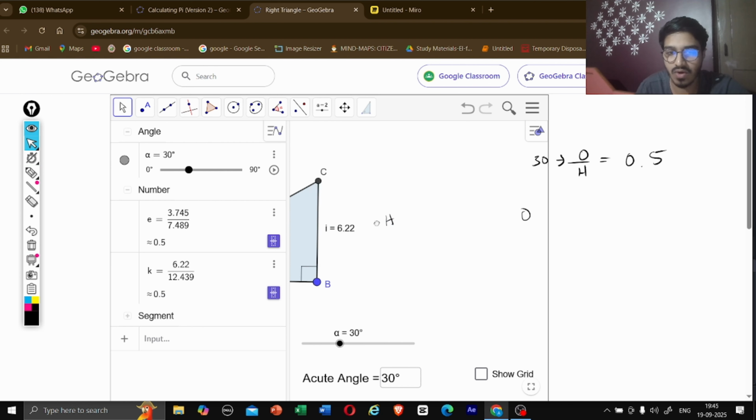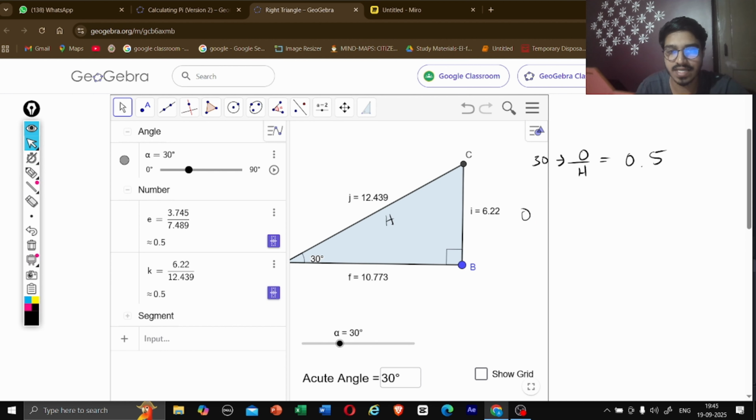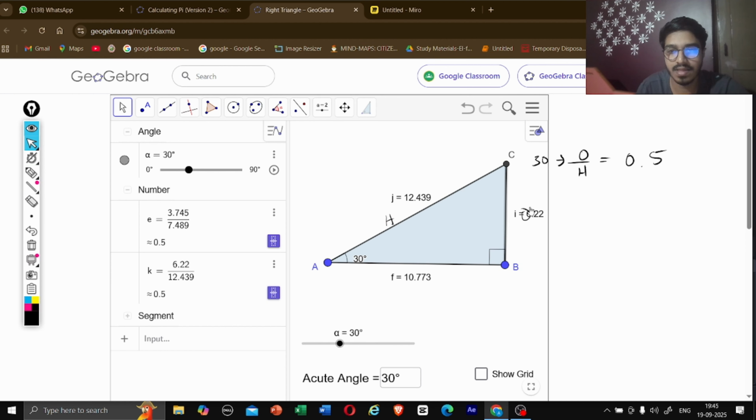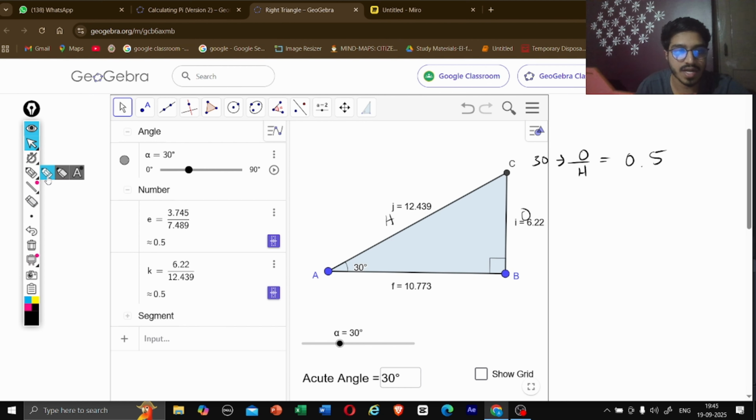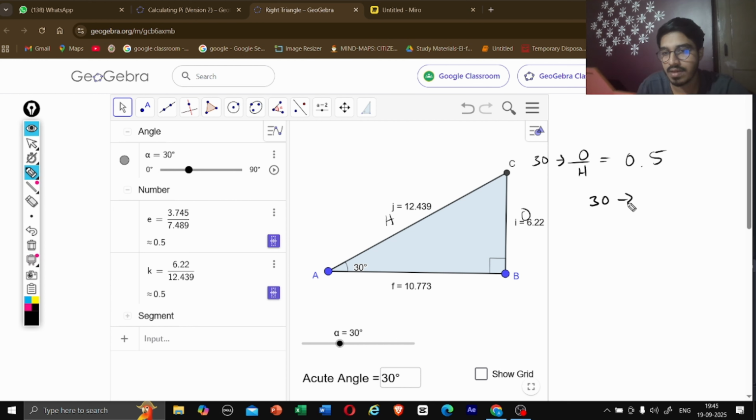So here also I did the same thing. What I did? I took the angle as 30 degrees. I did O by H, that is the opposite side of this angle A divided by the hypotenuse side of the triangle. Again, I got the value as 0.5.